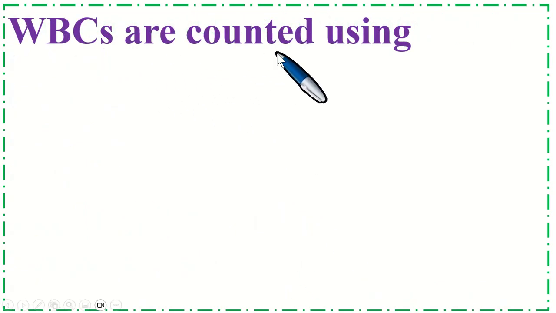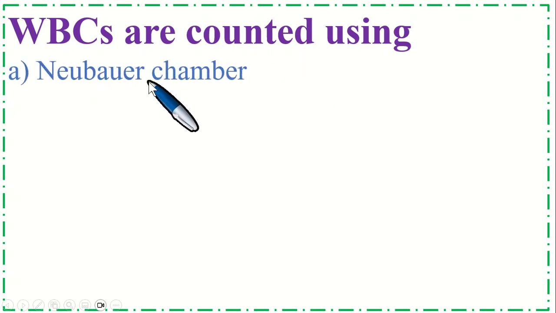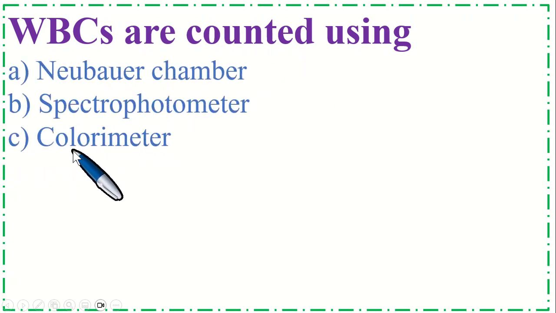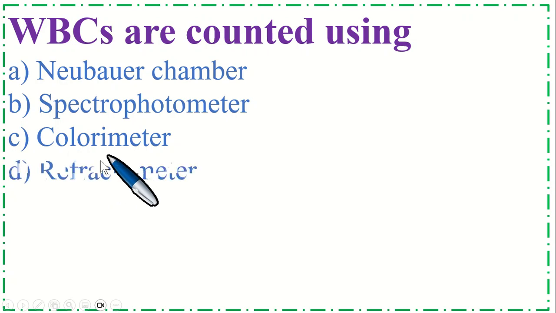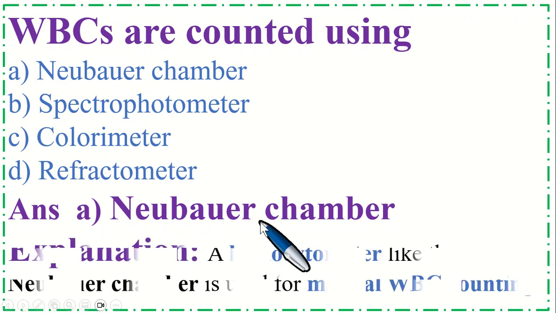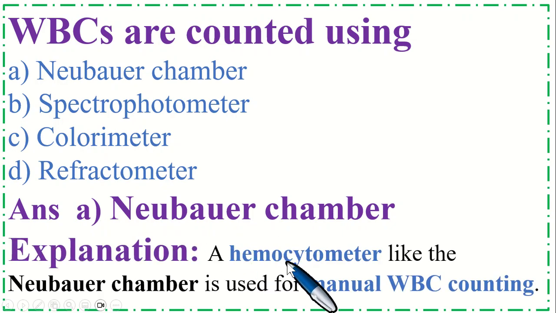WBCs are counted using option A Neubauer chamber, B spectrophotometer, C colorimeter, D refractometer. So the correct option is A, Neubauer chamber. Explanation: the hemocytometer, like the Neubauer counting chamber, is used for manual WBC counting.